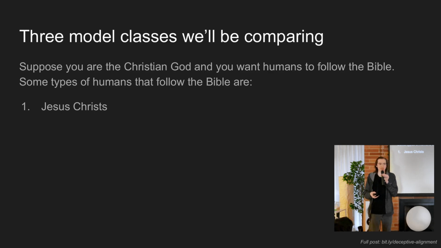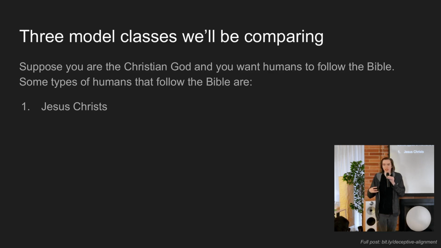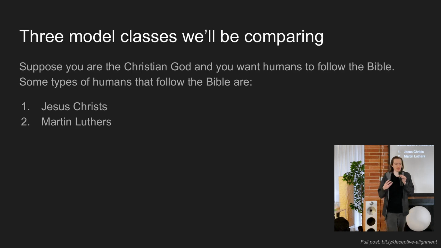So why does Jesus Christ do a good job at following the Bible? Well, in the Christian ontology, the idea is that Jesus Christ is essentially the same as God. He's a copy of God in some sense. So Jesus Christ does the right thing because he has the exact same beliefs and the exact same goals as God. Because God wrote the Bible, Jesus Christ is going to follow it. So this is one type of human that you can imagine in this analogy. Okay, there are others though. Another example would be Martin Luther of Protestant Reformation fame.